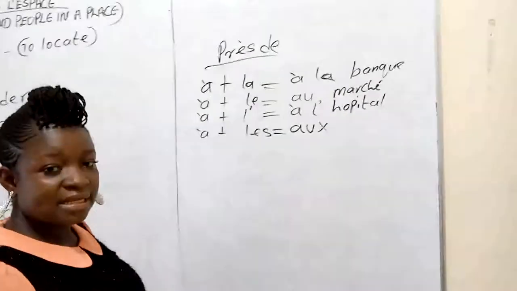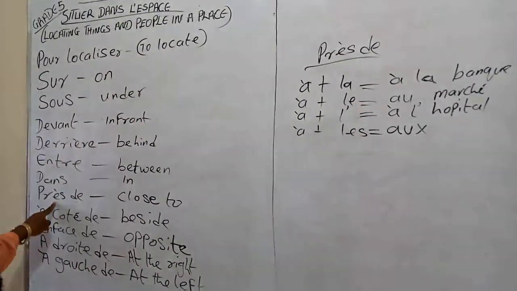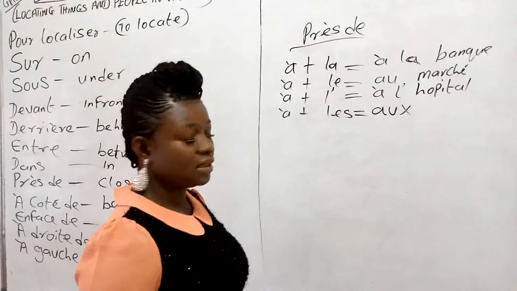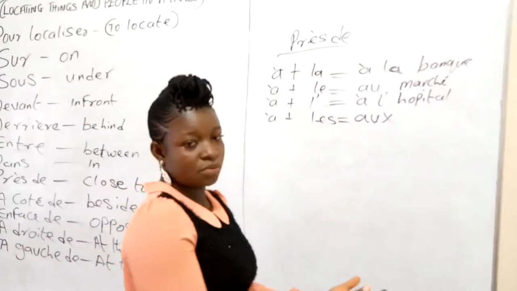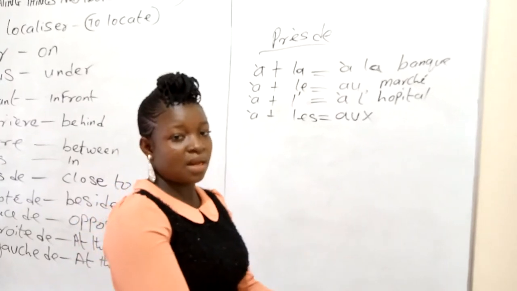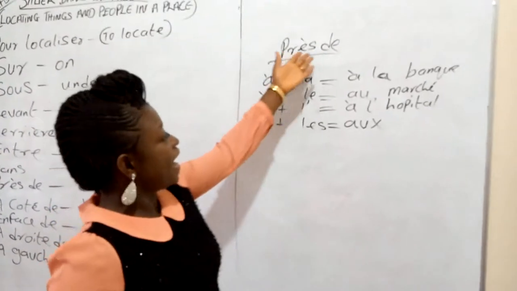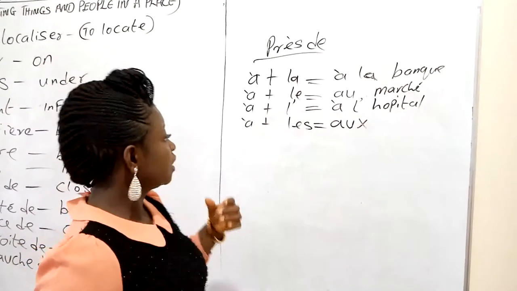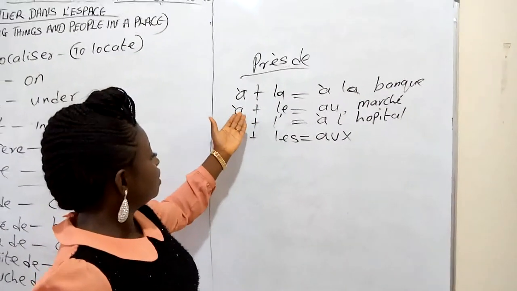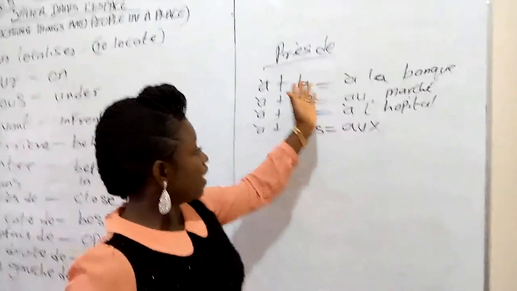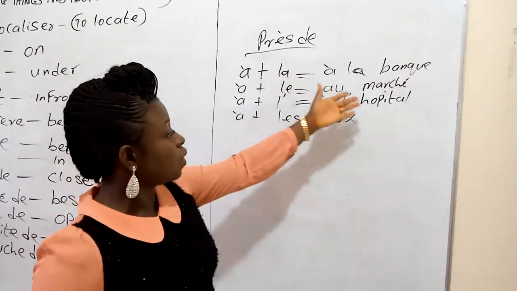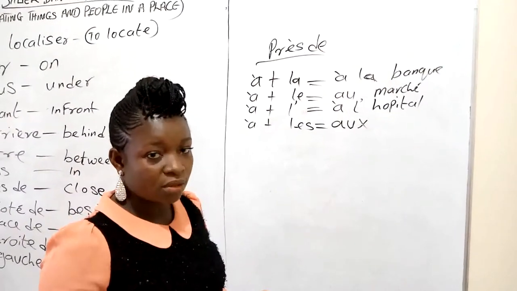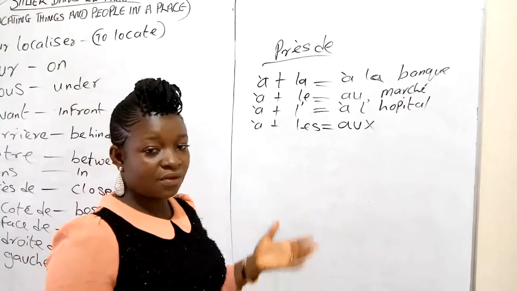Okay, so like I said, let's start with près de, which is first here. If you want to say I am close to, I'm placing myself now close to a particular place, we can now say je suis près de la banque. Do you understand that? Or you can say je suis au marché, or j'habite près du marché, or à côté de, if you are not using près de.